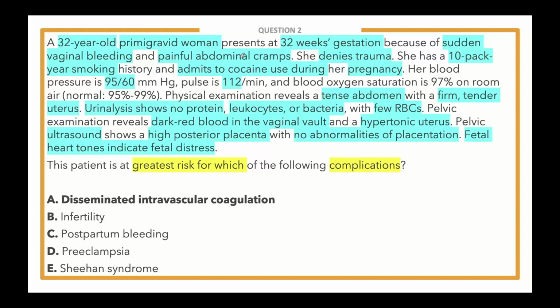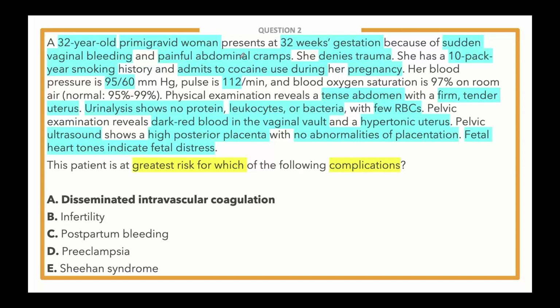Answer choice D, preeclampsia. That's a condition of new onset hypertension with either end organ dysfunction or proteinuria, and that's usually after the 20th week of pregnancy. Now, we know this patient's blood pressure isn't high, and in fact, is actually a little low. And they also told us the urinalysis shows no protein. And that's why we highlighted that, because that kind of points away from preeclampsia.